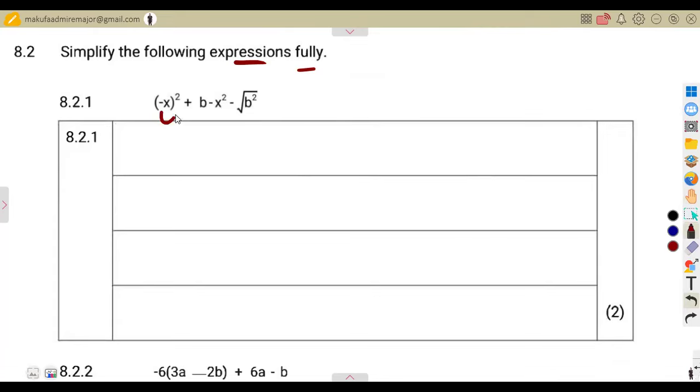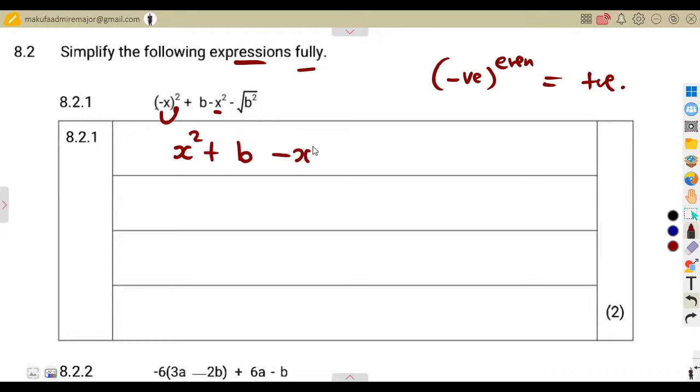Minus 8 minus x squared, minus when raised to an even exponent. Remember, I said it changes to be positive. So minus squared, that's positive. So it's going to be positive x squared plus b minus x squared. What is the square root of b squared? The square root of b squared is b. Remember, the square root, there's a 2 there. So to remove the 2 under the square root, just divide 2 over 2. That is going to be b to the exponent of 1.